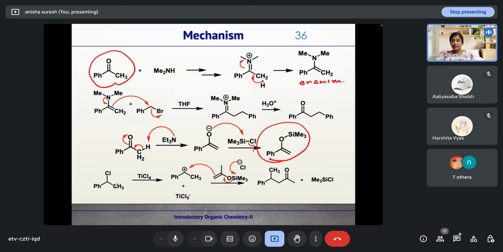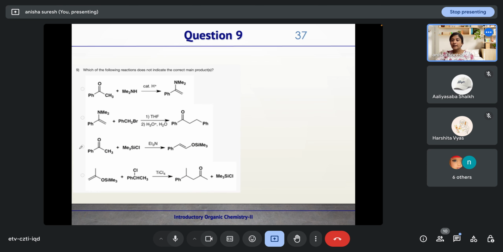Now coming to the next one, in the presence of TiCl4, this chlorine will coordinate with TiCl4, leading to formation of this TiCl5 minus, and this carbocation will be formed. And then if chloride is present, that will abstract this SiMe3, then this O minus will fall, and this carbon-carbon bond will go and attack on this carbocation in an SN1 fashion, leading to formation of this product and SiMe3Cl as the byproduct.